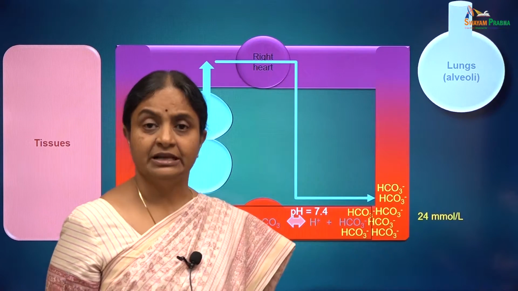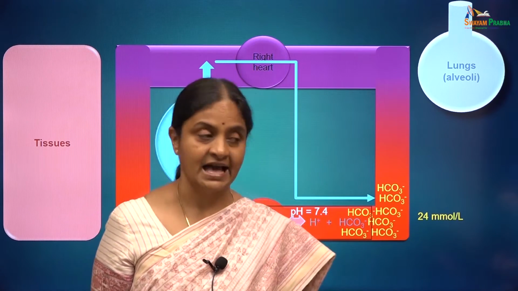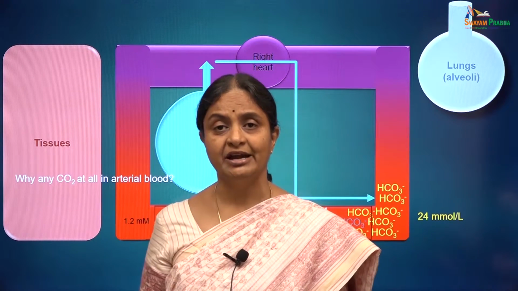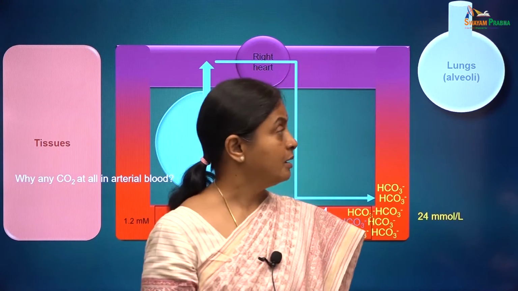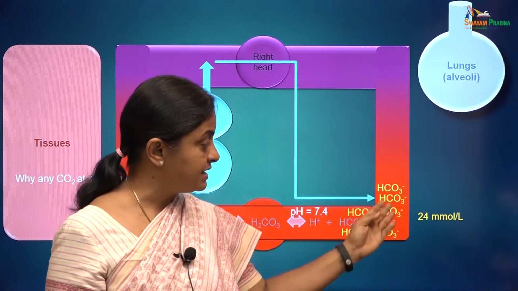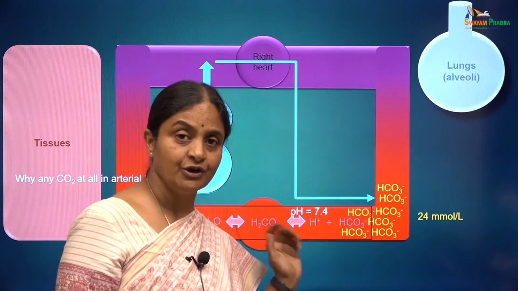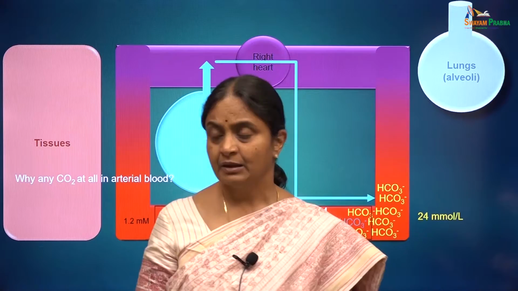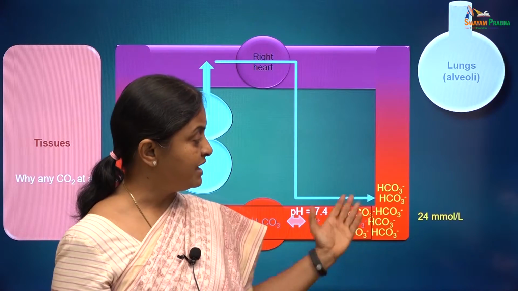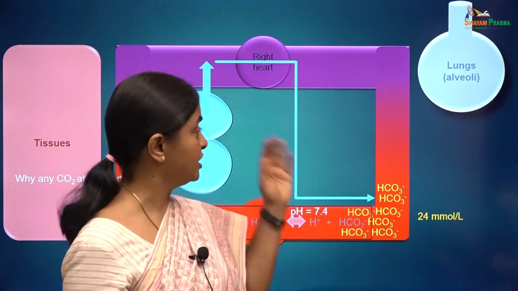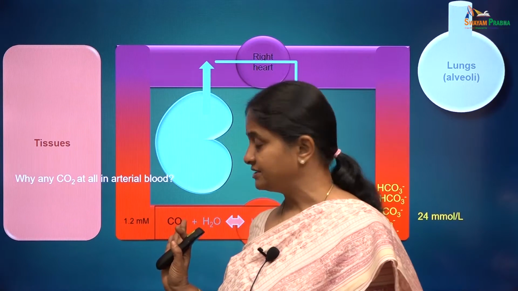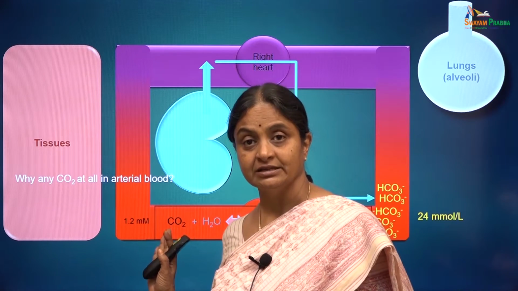One question that might arise in some of your minds now is, why do we need to have any carbon dioxide at all in arterial blood? Why can't the lungs remove all the carbon dioxide in venous blood and send the blood into arteries free of carbon dioxide? Why have so much carbon dioxide at all? And then why make so much bicarbonate? Why should the kidneys put out so much bicarbonate? In order to prevent acidification of plasma due to that carbon dioxide.